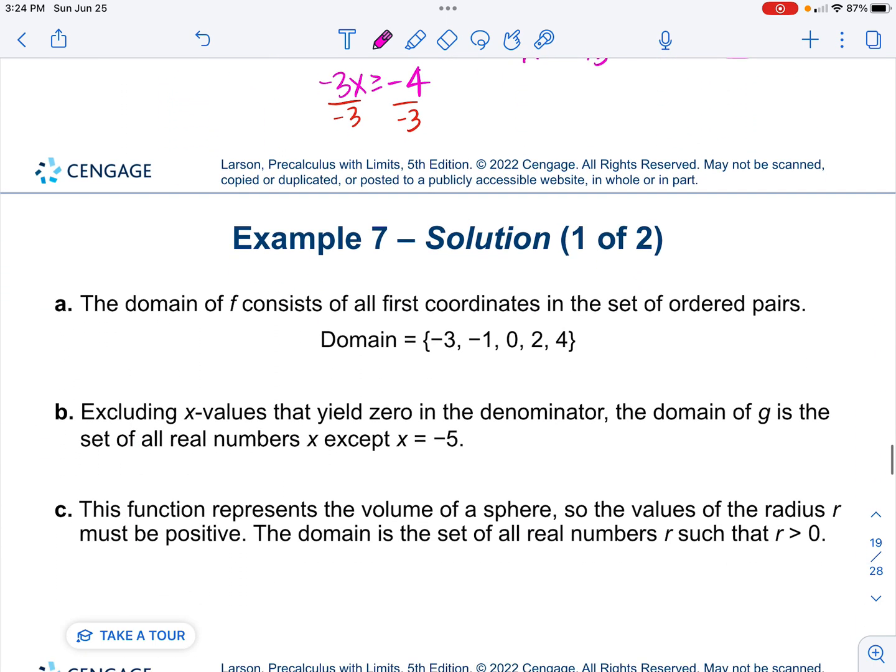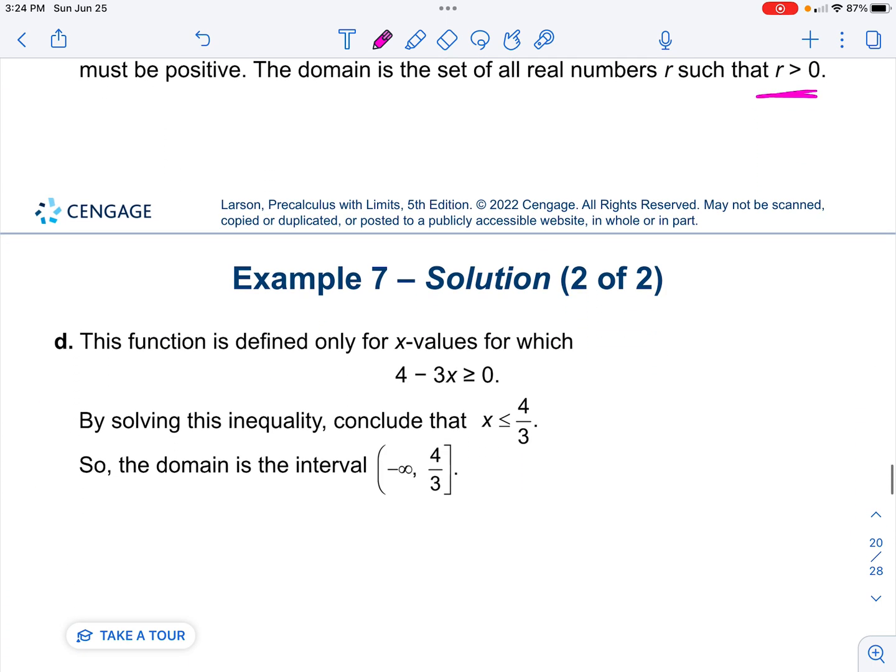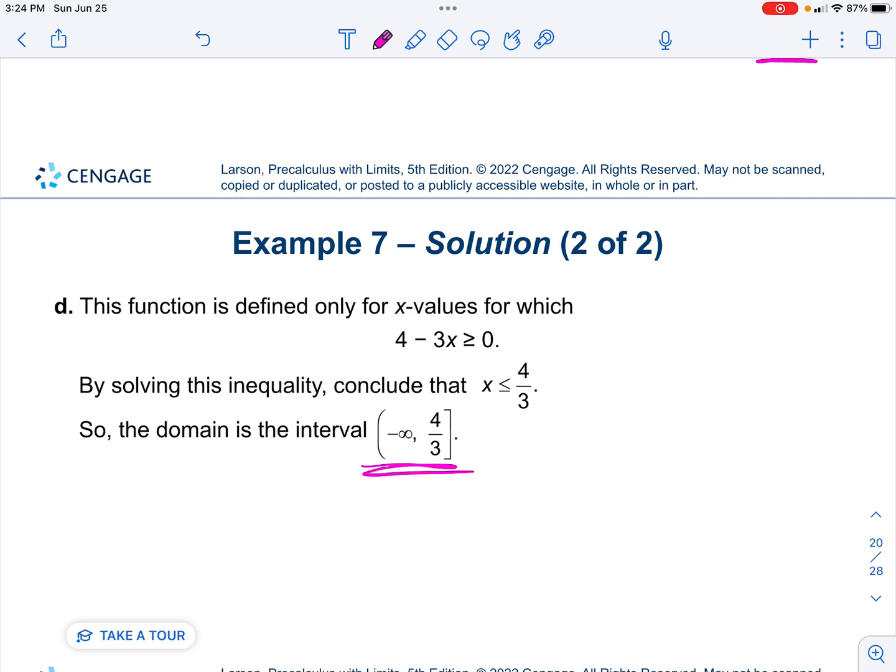Here is the typed out answers. That's my list of x values, all real numbers. X can't be -5. Radius would have to be greater than 0. And then that interval.